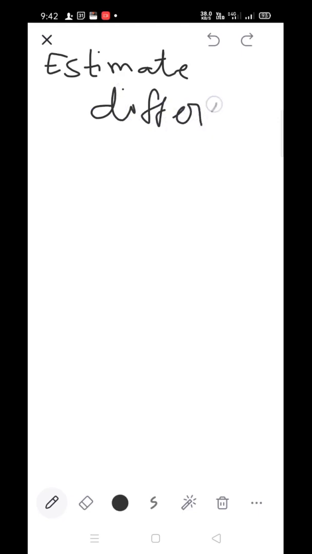So now write down the heading in the notebook. Estimate difference. Yes, you have to write it in the notebook. Write down the heading name: Estimate difference.